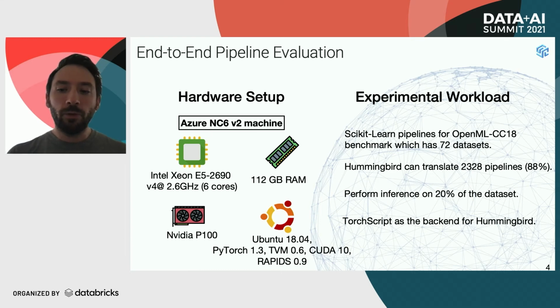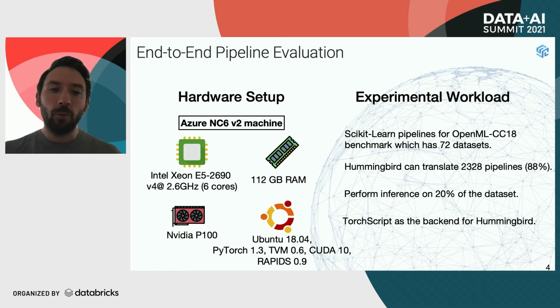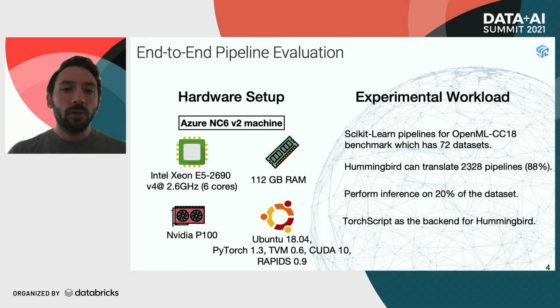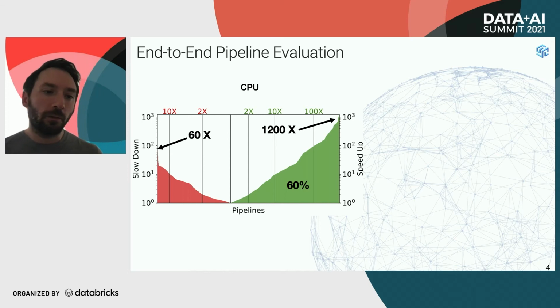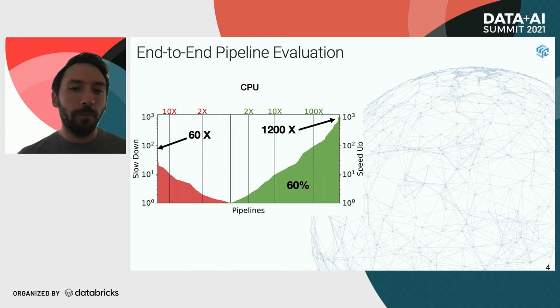For the numbers I'm going to show, we use the TorchScript backend. So we export the model using Torch, and then we convert the Torch model using the JIT framework into a TorchScript program. Let's start with the CPU numbers. For the CPU, we were able to accelerate around 60% of these OpenML pipelines. In the worst case, we were around 60x slower than the original pipeline, but in the best case, we were around 3 orders of magnitude faster.